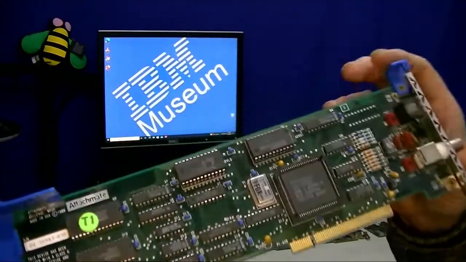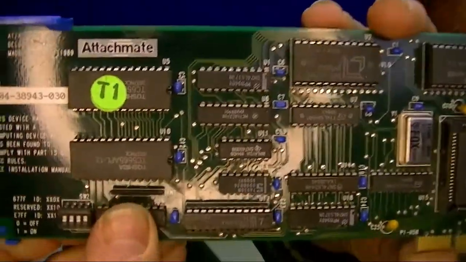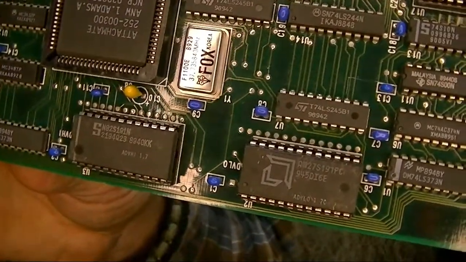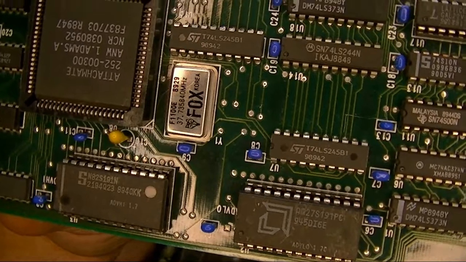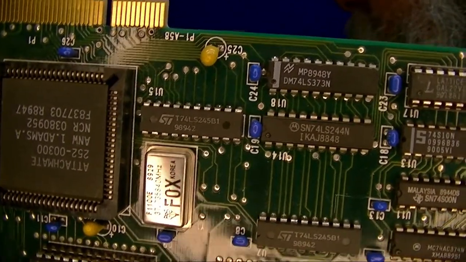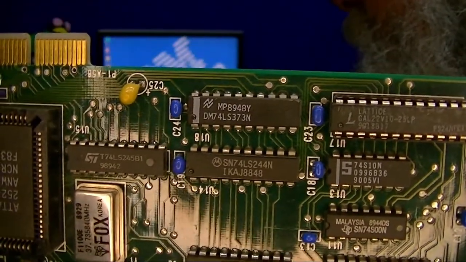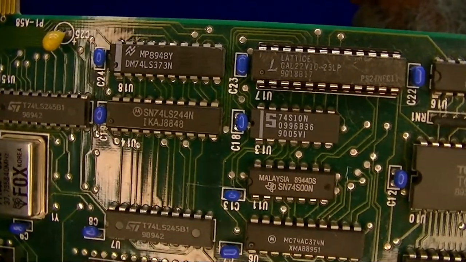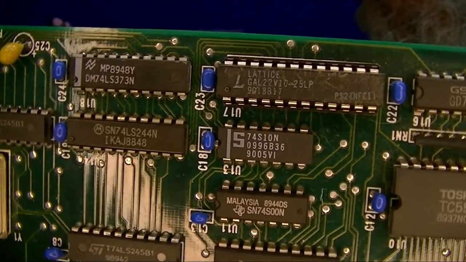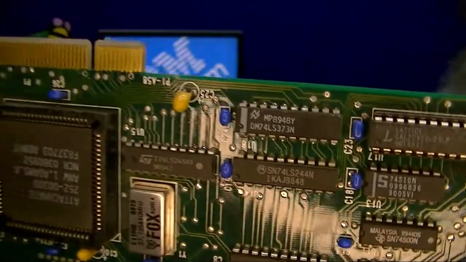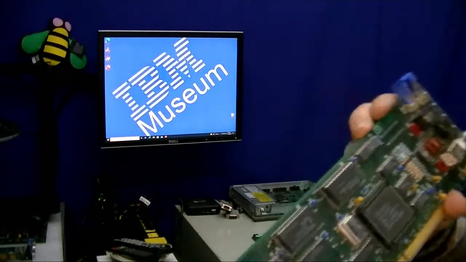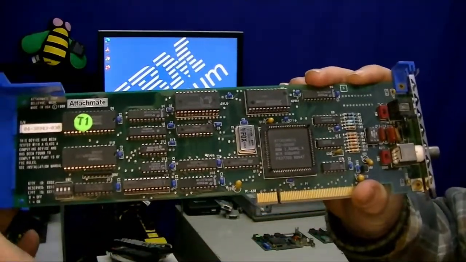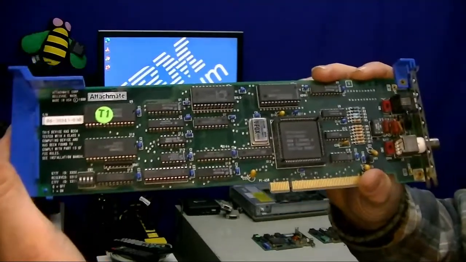And by this, I was looking through the date codes on chips, and I thought I was seeing 1989, late in 1989 and early 1990. I mean, that 74 S10N is the fifth week of 1990. So, you know, a few years after the PS2s came out with the microchannel bus, but this is the oldest Attachmate adapter I have.